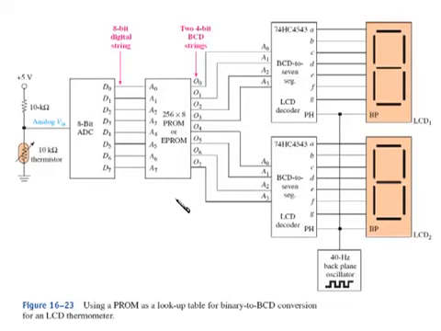So the last section of the book covers another entirely different type of memory called magnetic and optical memory. So we'll look at that next.